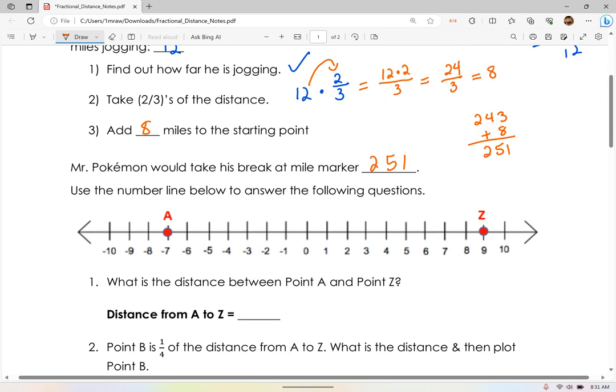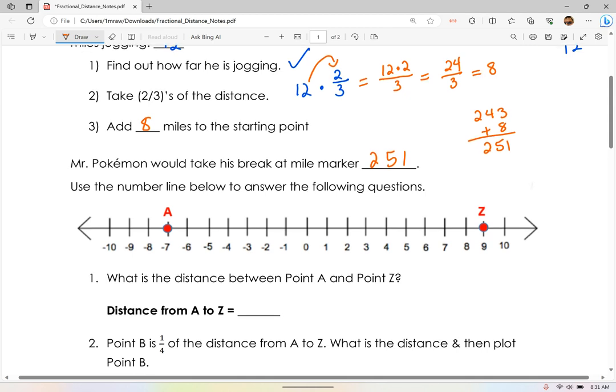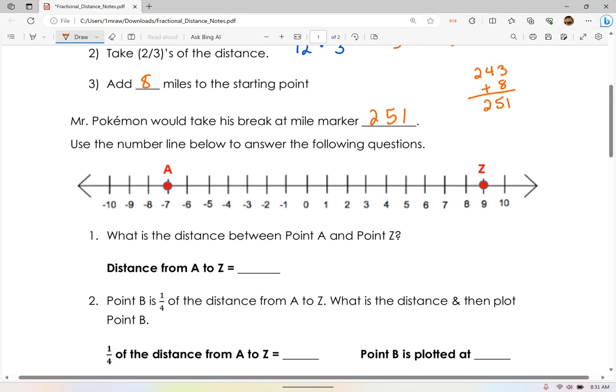So let's use the number line below to answer the following questions, right? We have point A, which is at -7, and point Z, which is at 9. What is the distance between A and Z? So remember, your distance is the absolute value of x1 minus x2, right? It's the difference. Let's call this one x1. We'll call this one x2.